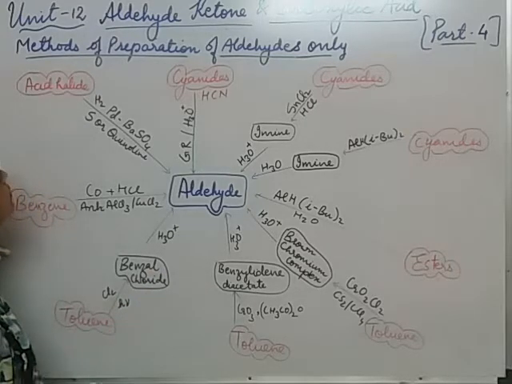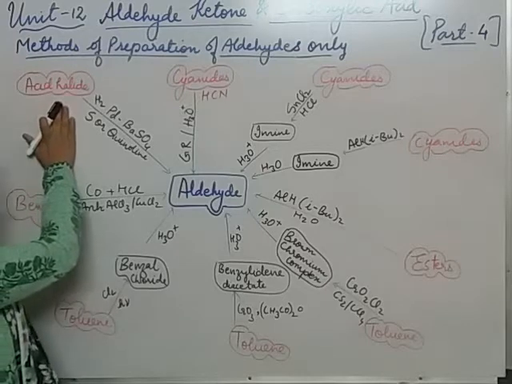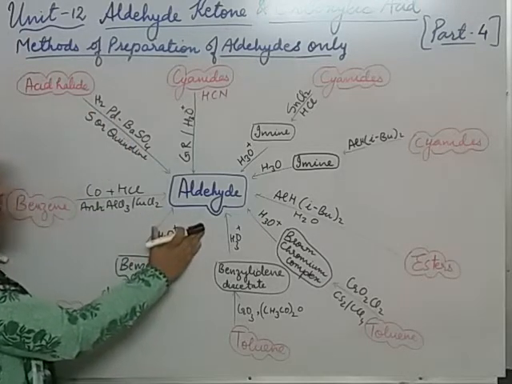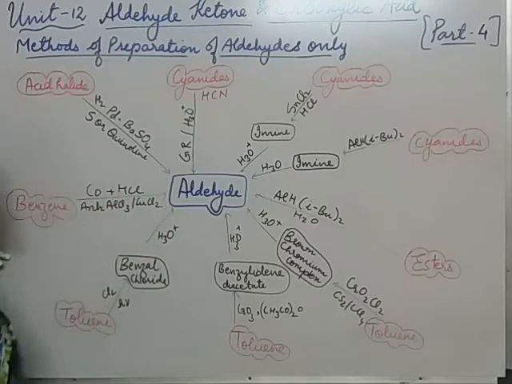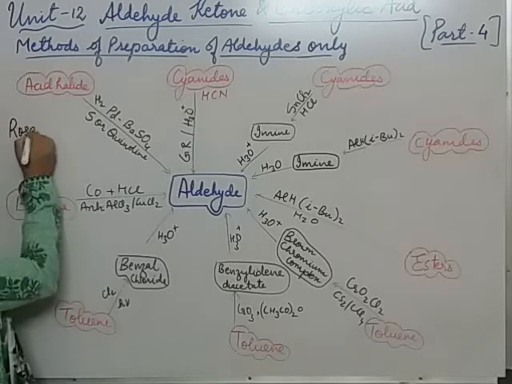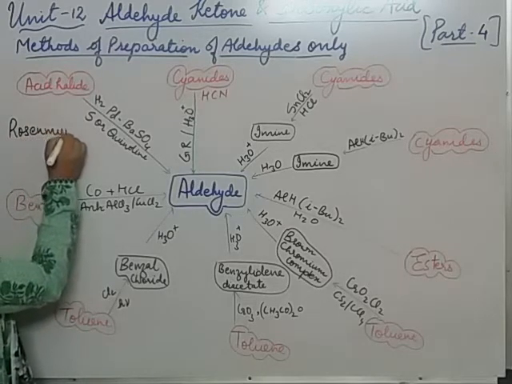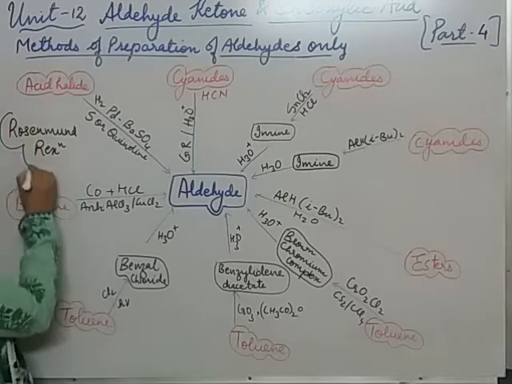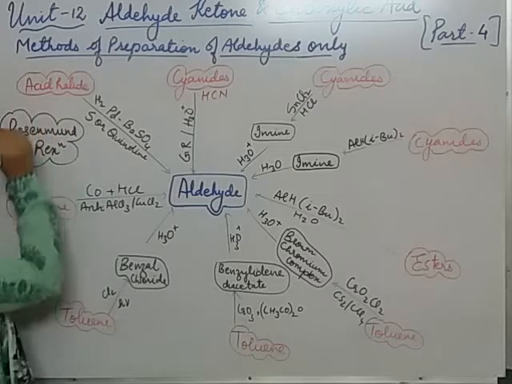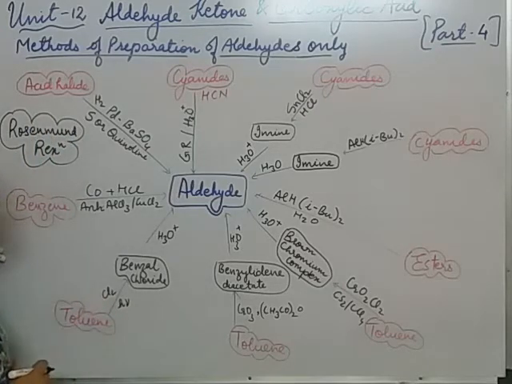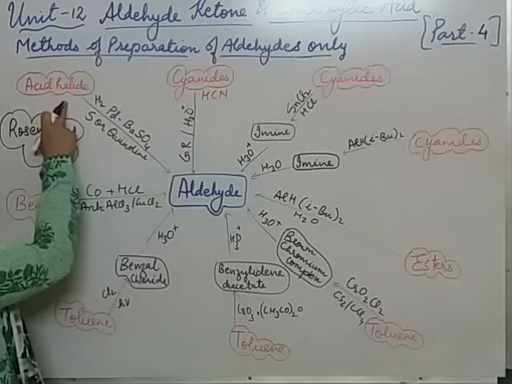First, acid halides. How can acid halides be converted into aldehydes? This is a very important name reaction. First of all, I should tell you the name of the reaction. This is called the Rosenmund reaction. Students, one question directly we are having, they are giving the name of the reaction and we have to write the chemical equation associated with this.